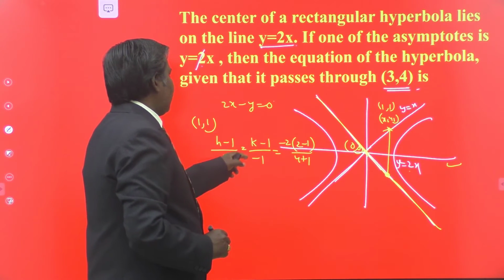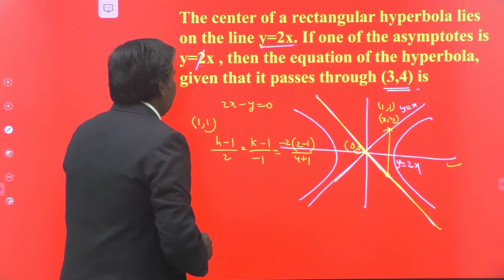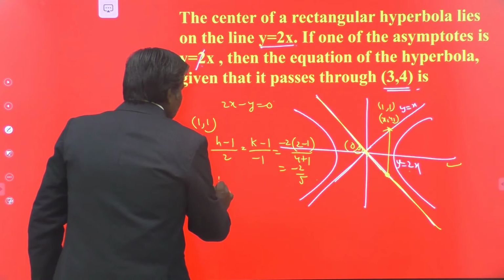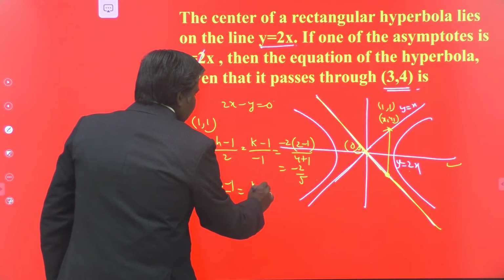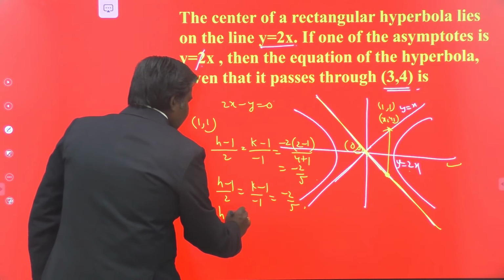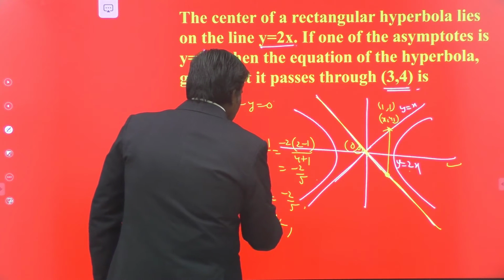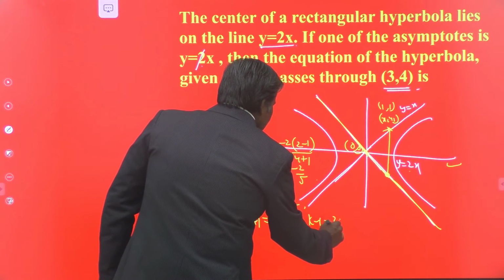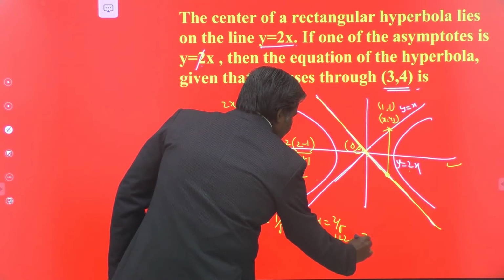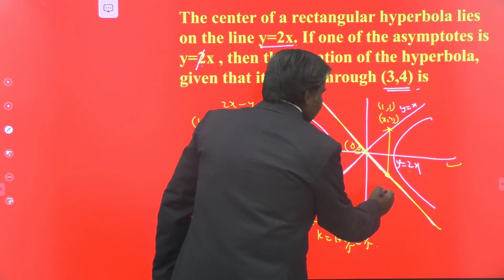So (h minus x1) by a equal to (k minus y1) by b equal to minus 2 times (a x1 plus b y1 plus c) by (a square plus b square). This is nothing but minus 2 by 5. So (h minus 1) by 2 is equal to (k minus 1) by minus 1 equal to minus 2 by 5. So h is equal to minus 4 by 5 plus 1, which is 1 by 5. And k minus 1 is equal to 2 by 5, so k is equal to 1 plus 2 by 5, that is 7 by 5. So your image is 1 by 5 comma 7 by 5.